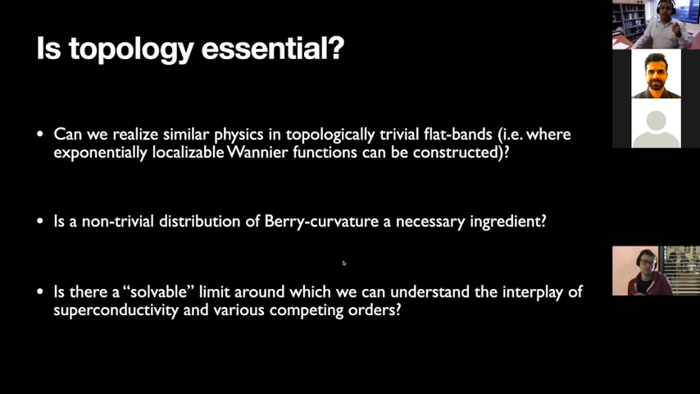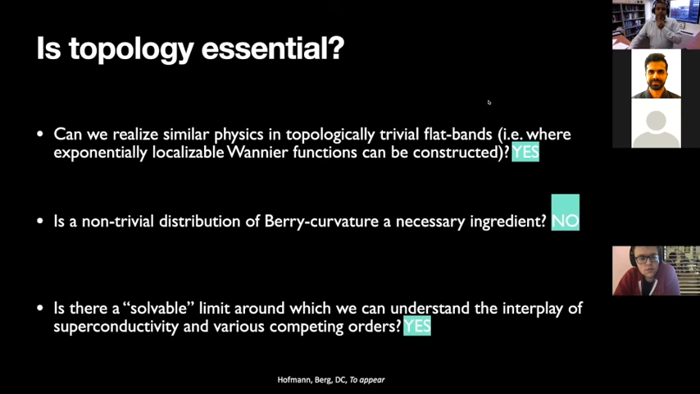Meaning, do the bands need to have a Chern number, or at least, do they need to have some non-trivial distribution of Berry curvature, which perhaps averages to 0, but nevertheless having this finite is important somehow? And finally, is there a solvable limit? By that, I mean somewhere perhaps where we can do some analytical work, even though this is non-perturbative, which can help us understand the interplay of superconductivity and all the other competing orders that are relevant. This is something that we've been working on recently. And surprisingly, or actually now in hindsight, perhaps not so surprisingly, the answer to this question is yes.